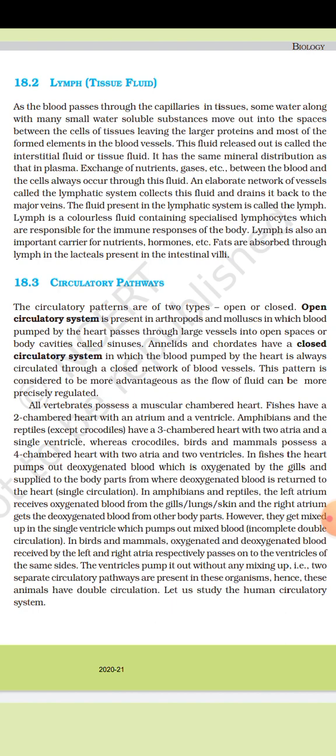In birds and mammals, oxygenated and deoxygenated blood received by the left and right atria respectively pass on to the ventricles of the same side. The ventricles pump it out without any mixing up. That is, two separate circulatory pathways are present in these organisms, and these animals have double circulation.